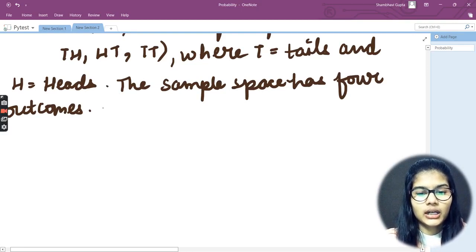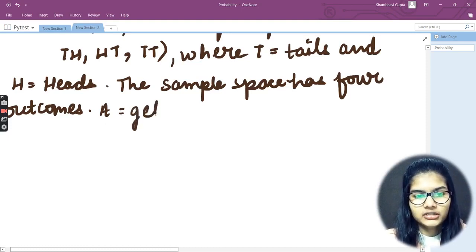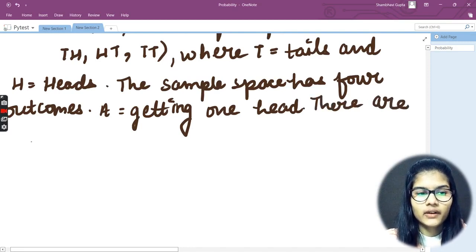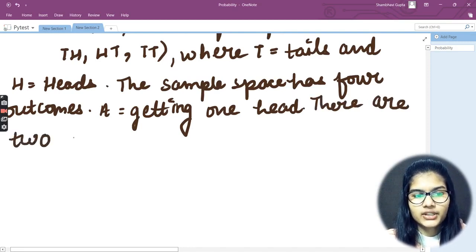So further, I have A, that's my probability. It is equal to getting one head. So I have to compute the probability of getting one head. There are in total two outcomes which have one head. So I would write that there are two outcomes.